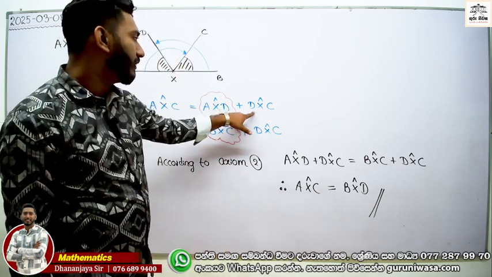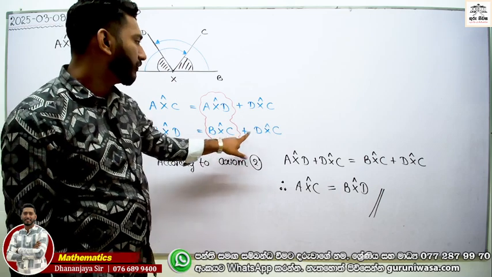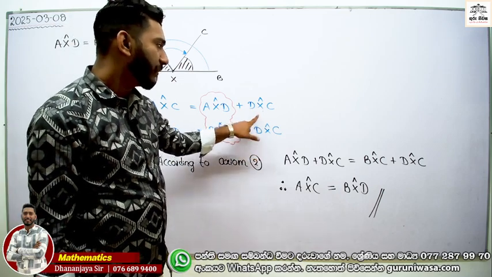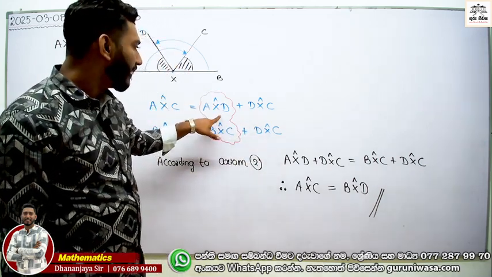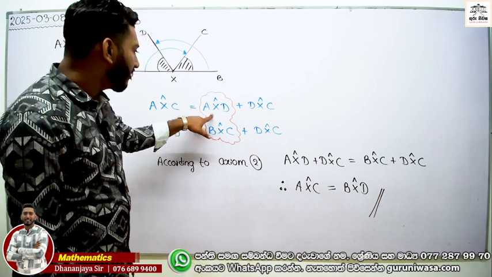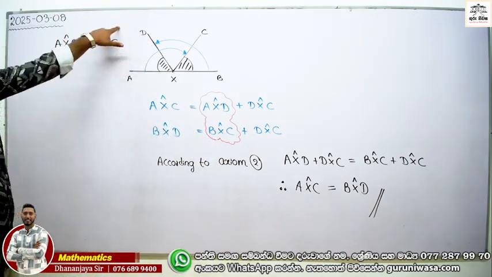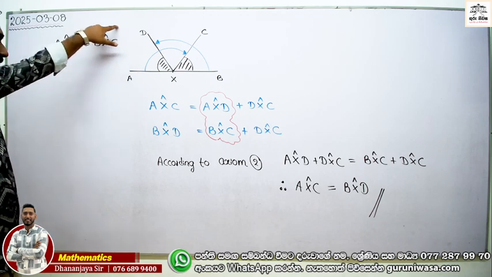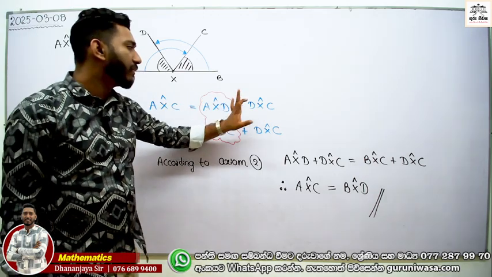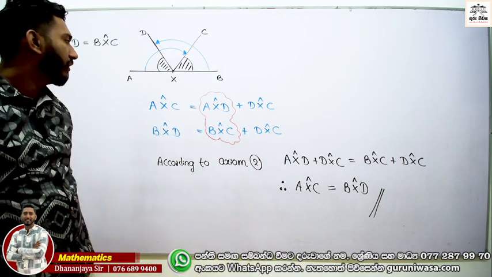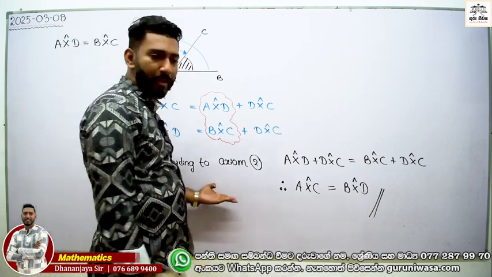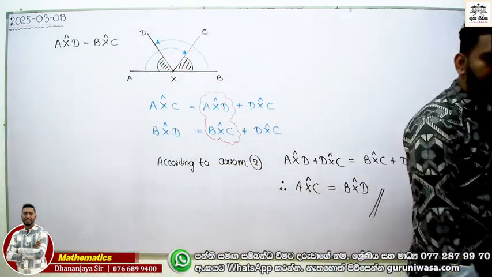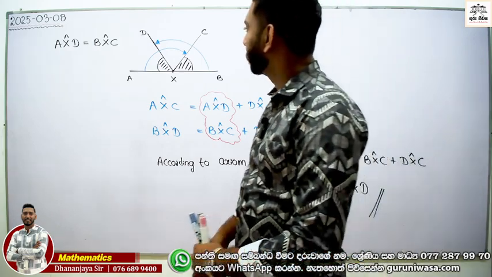AXD plus DXC, BXC plus DXC. Both are the same quantity added to the same quantity. Because look at this one: AXD and BXC are equal, given. Equal added to equal, then also becomes equal. Therefore, AXC also equals BXD. Everyone write this neatly. Hurry up.